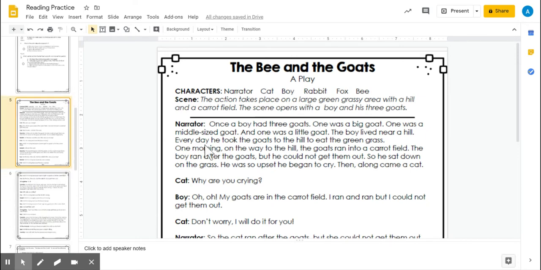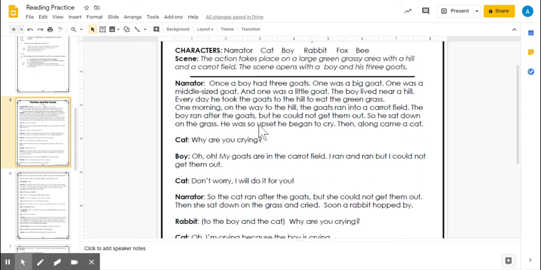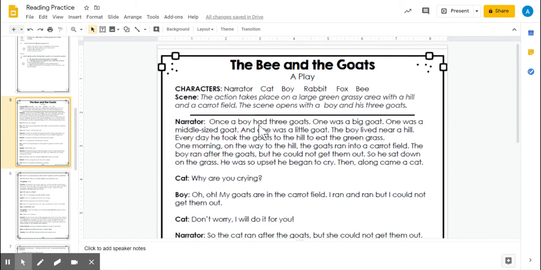Today we are going to be reading The Bee and the Goats, a play. If you come to the live session, I'm going to have some of you act it out. But if not, you're just going to have to read it on your own. Maybe you can ask some people in your household to help you. That would be fun. Just a suggestion.